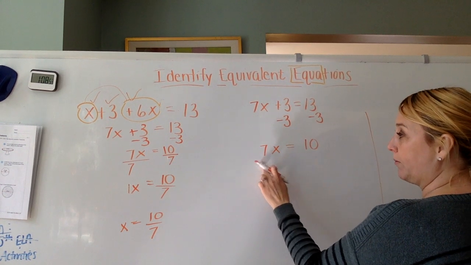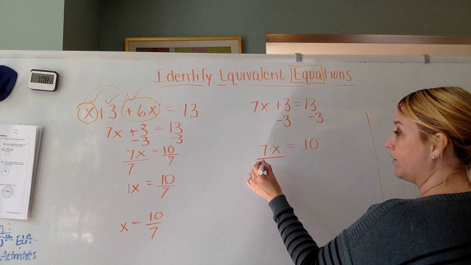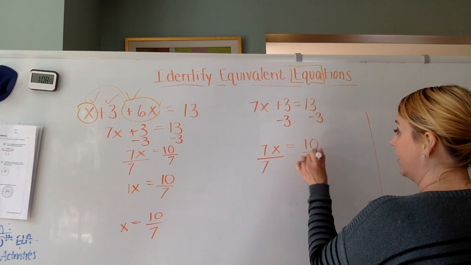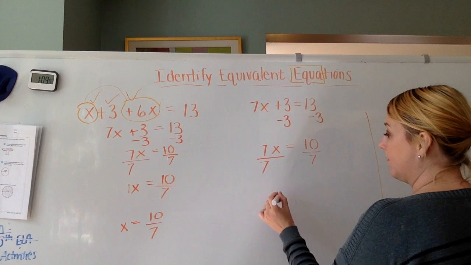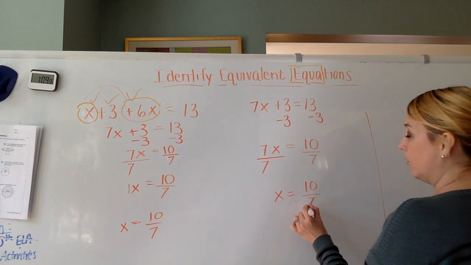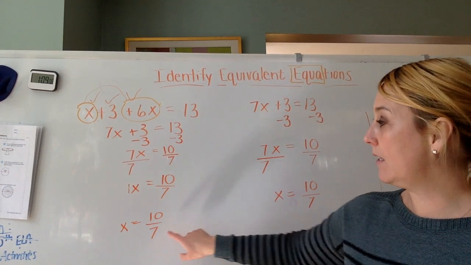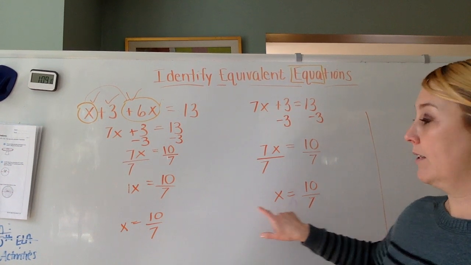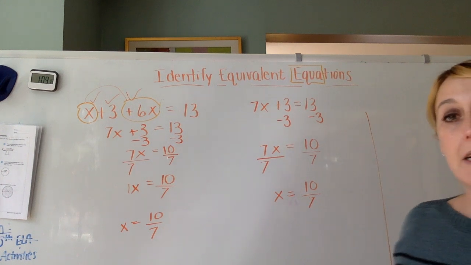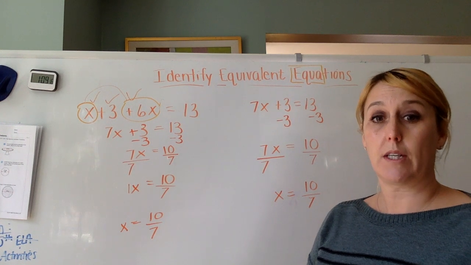Now I've got multiplication here. What's the opposite or inverse of multiplication? Well, it's division. So I'm going to divide by 7. 7 divided by 7 is 1. So 1x equals 10 over 7. So these equations are equivalent because x is equal to 10 sevenths in both of those examples.